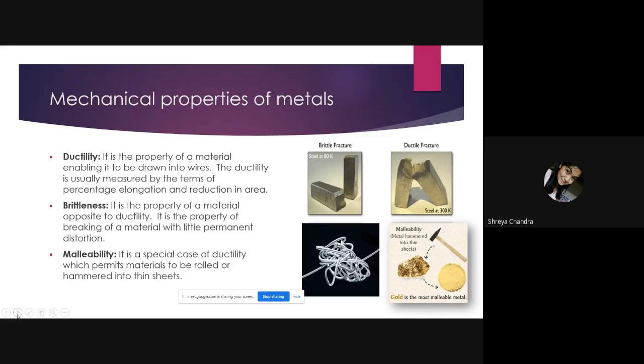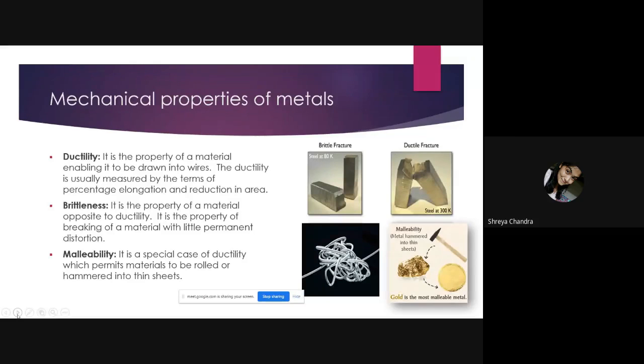Now the example of ductility is aluminum only. And coming to brittleness, brittleness is the property that is opposite to ductility. In case of a ductile material, the material stretches to a large extent with some plastic deformation, whereas in case of a brittle material, it breaks with little permanent distortion. For example, cast iron, we can say.